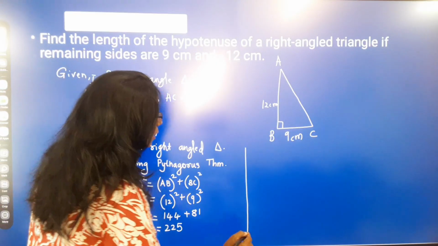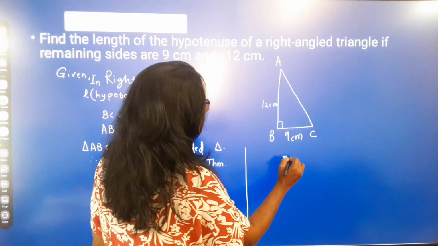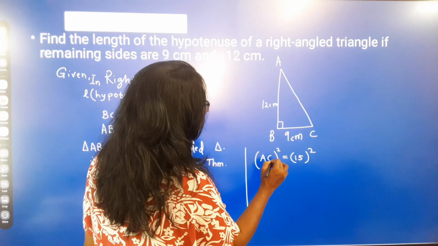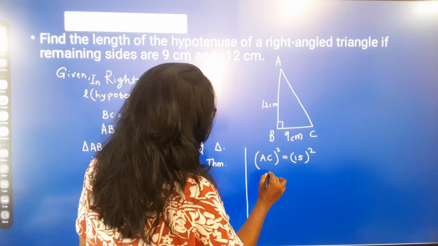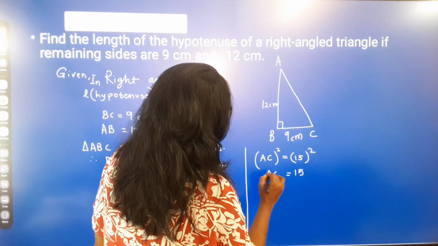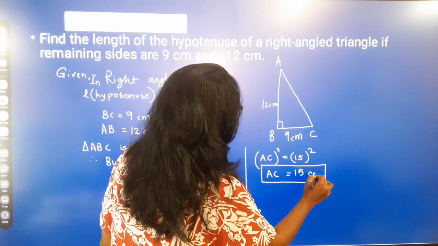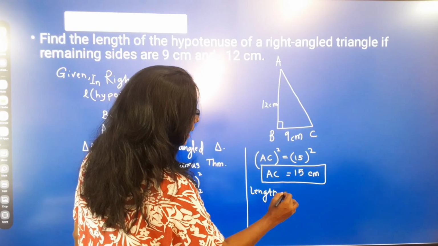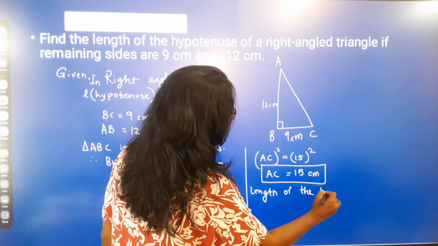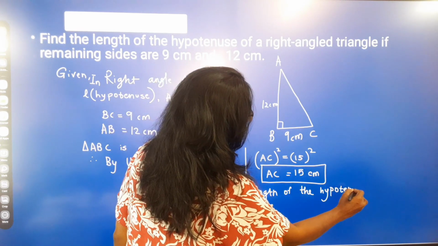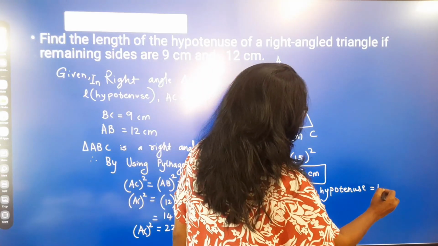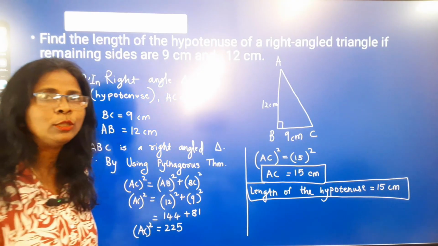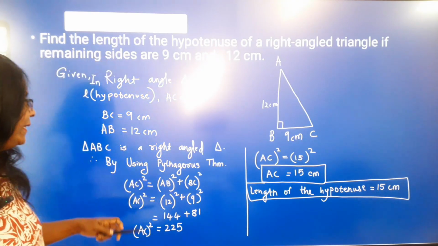Now here, students, 225 is the square of 15. That means square of AC is equal to square of 15. So now take square root on both sides. So AC is equal to 15 centimeter. So here we say that the length of the hypotenuse is equal to 15 centimeter. Okay. Then next example.